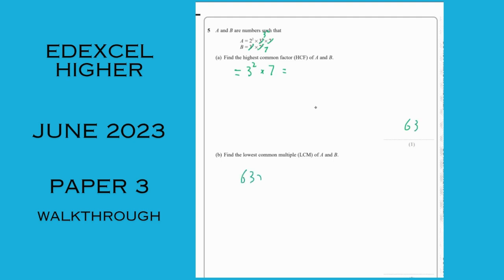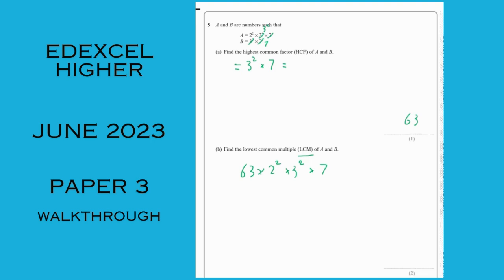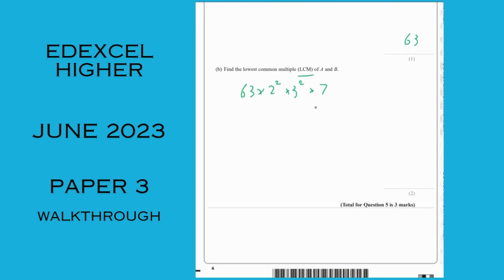That's the HCF. To find the lowest common multiple, you multiply it by, I always call it, the leftovers. What's left behind? Well, there's two twos, there's 2 squared, there's a 3 squared, and there's a 7 also left over. So grab your calcs, 63 times 4 times 9 times 7, getting a tiny answer of 15,876. On we go.